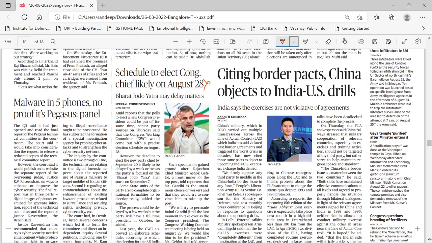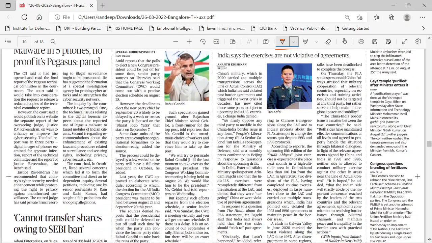Citing border pacts, China objects to Indo-US bills. You see, guys, India and China near Ladakh are separated by the Line of Actual Control. India and China have agreements from 1993 and 1996. According to these, neither side is allowed to conduct a military exercise against the other near the Line of Actual Control. It clearly says you should not go for any sort of military exercise.